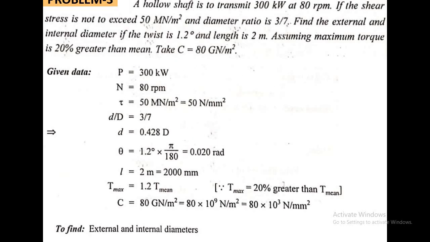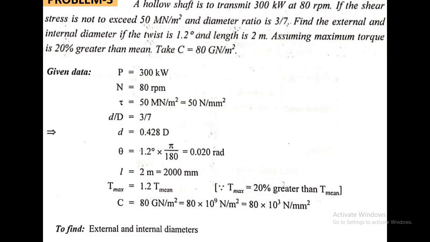Then coming to the third example, it's a hollow shaft going to transmit 300 kilowatts at 80 rpm. If the shear stress is not to exceed 50 meganewton per meter squared and the diameter ratio is 3 by 7, find the external and internal diameter if the twist is 1.2 degree and length is 2 meter. Assume the maximum torque is 20% greater than the mean, and take C equal to 80 giganewton per meter squared.